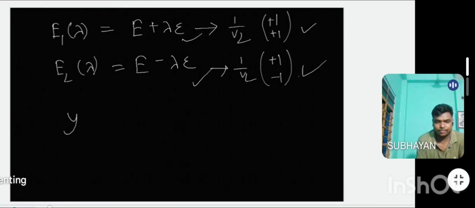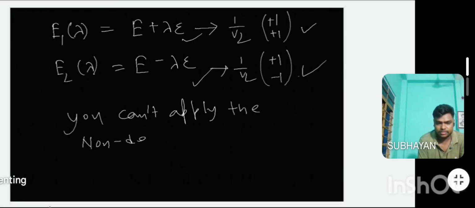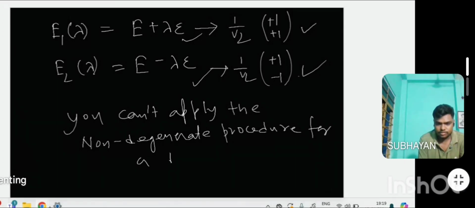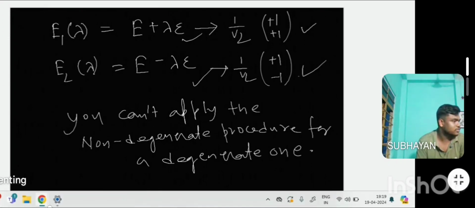So you can't apply the non-degenerate procedure for a degenerate system. So this is the take-home message from this example. You can't apply the rules of the non-degenerate case for the degenerate case. Okay. So you have to develop different tools to find the effect of perturbation for the degenerate case.